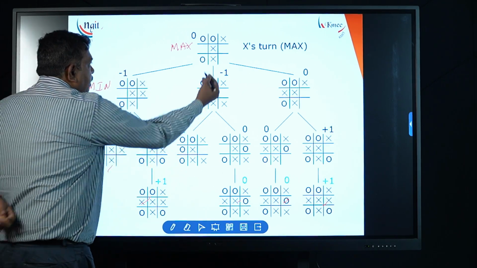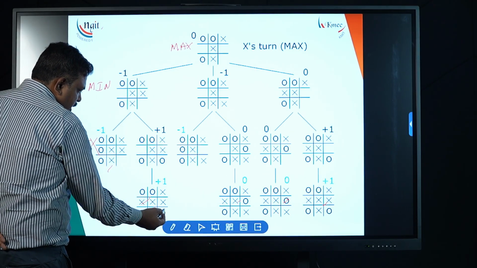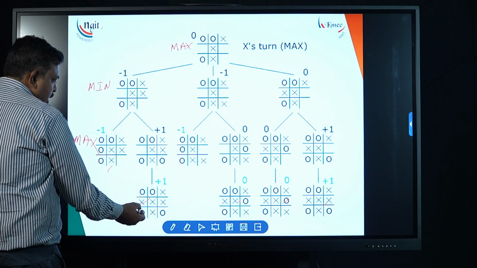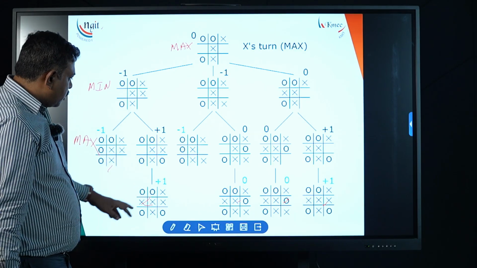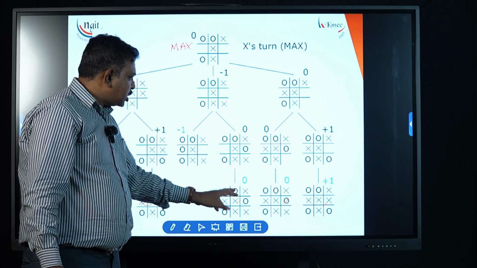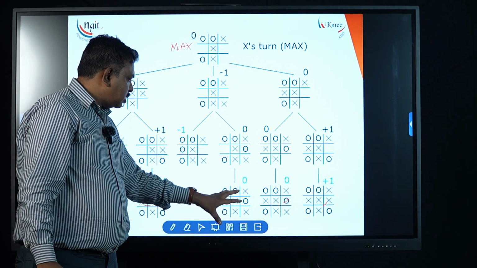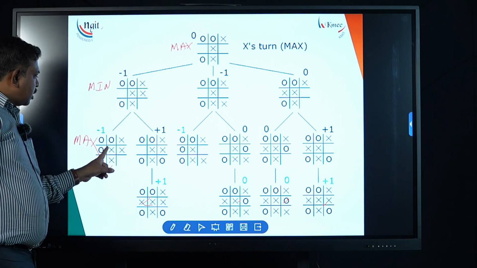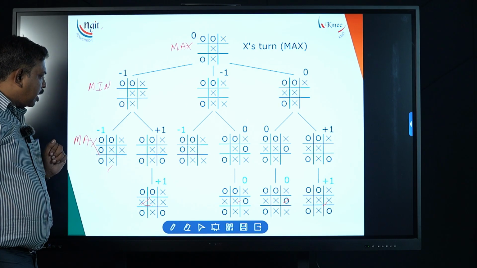+1 means x, the max player, wins. In tic-tac-toe, if you keep these symbols in a sequence either horizontal, vertical or diagonal, like x, x, x, you win the game. So I assign the score +1. If nobody wins the game, like the opponent is 0 and your max is x, the situation is a draw. If x loses the game, like here the opponent min wins, I gave -1.